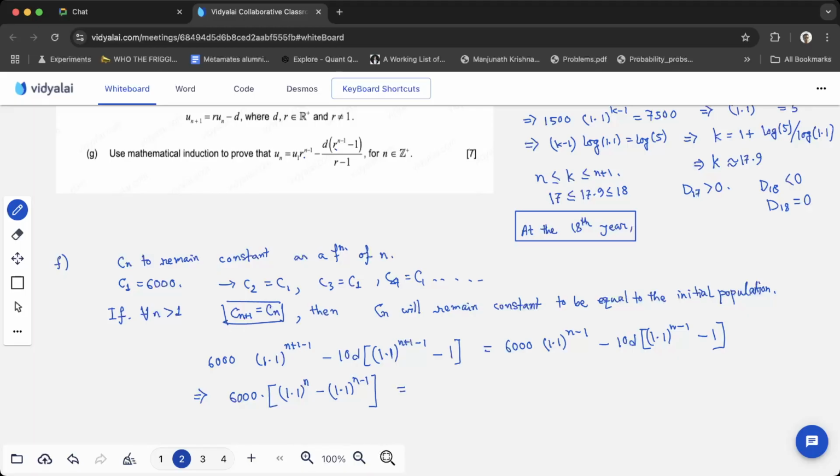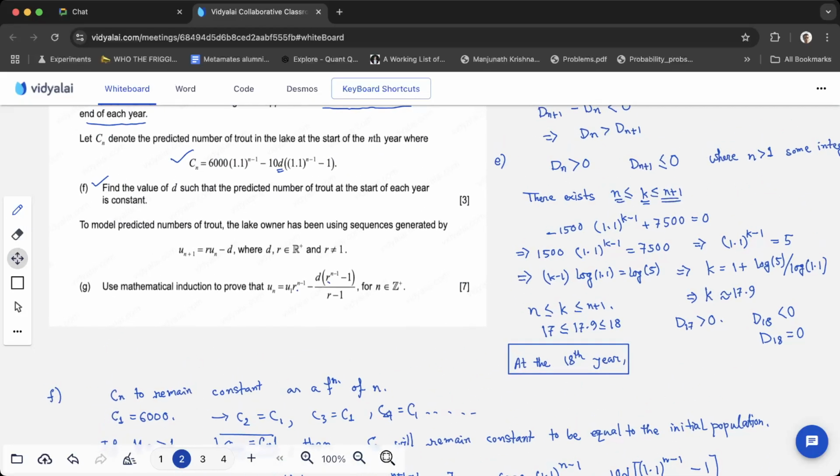On the other hand, the 10D with a negative sign with the 1.1 to the power n factor will move to the other side. We get 10D (1.1^n − 1.1^n − 1). So this is actually the same factor. The factor in the bracket is the same on both sides. So it must be that 6,000 equals 10D, and D equals 600. So we find that D equals 600.